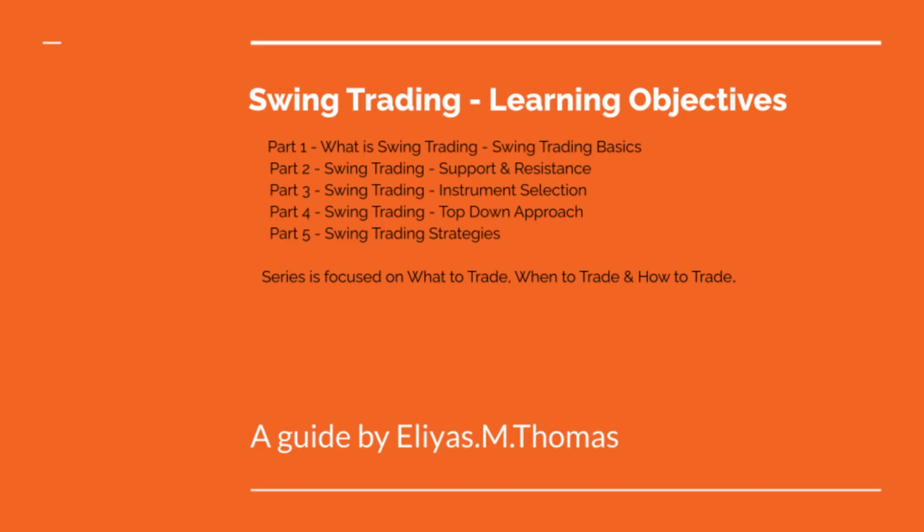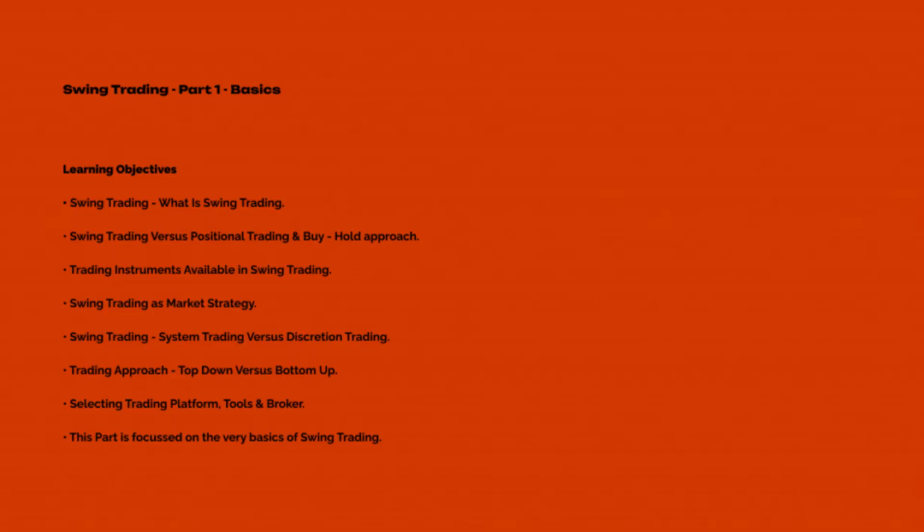So the learning objectives of this first part are as follows. I'll be taking you through some basic stuff for swing trading. Then I'll be doing a comparison between swing trading, positional trading, and the buy and hold approach. And then I'll be moving on to trading instruments that are available when we are trying to swing trade. The next point that I'll be covering is how swing trading fits in the overall market strategy of a full-time trader. Then I'll be taking up whether you should adopt system-based swing trading as a technique or go in for a discretionary trading approach.